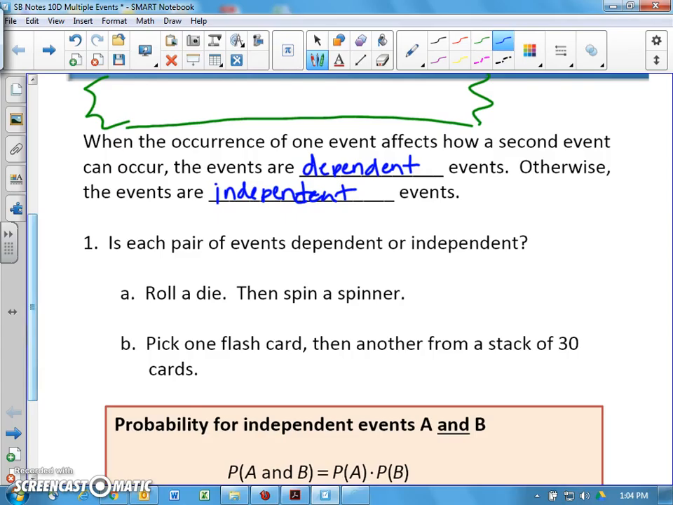You roll a die, then you spin a spinner. This would be independent because it doesn't matter what you got on the die. Your choices are still the same for the spinner. You pick one flashcard, then another one from a stack of 30 cards. Without putting that first one back, your chances for the second one have changed. That makes this dependent.